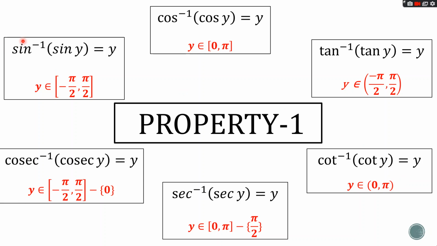So you will observe that for this function we have interval minus pi by 2 to pi by 2, right? For this again minus pi by 2 to pi by 2, and there is one more, this one again we have minus pi by 2 to pi by 2. And for remaining three functions, this one, this one and this one, we have considered interval 0 to pi.